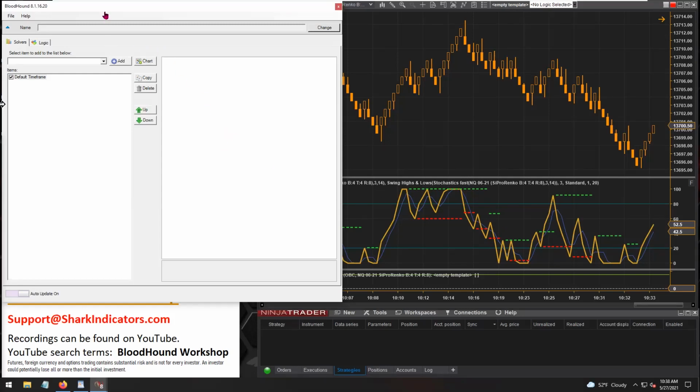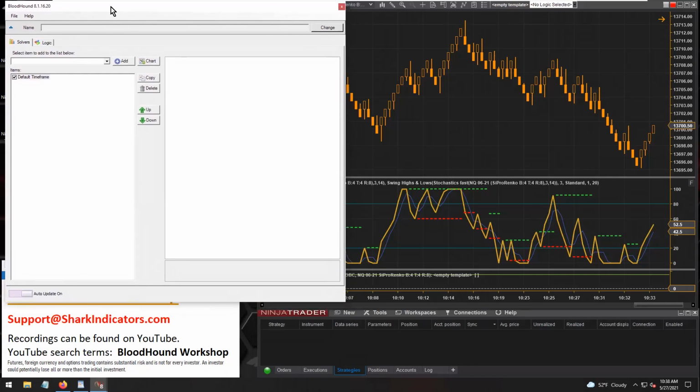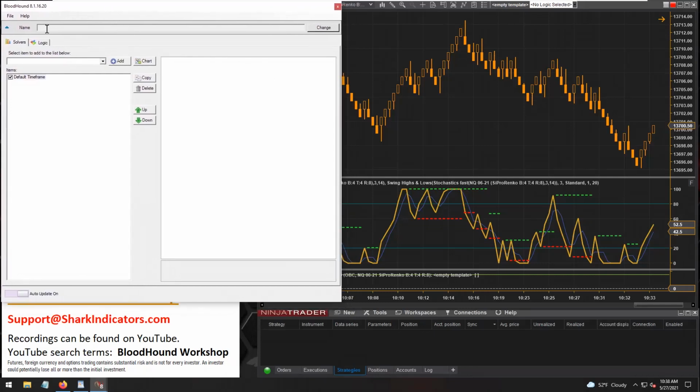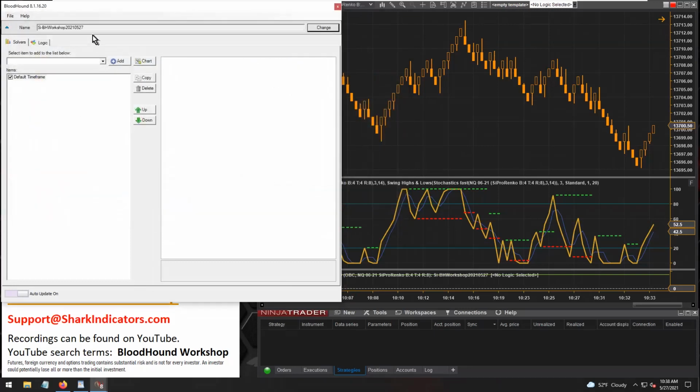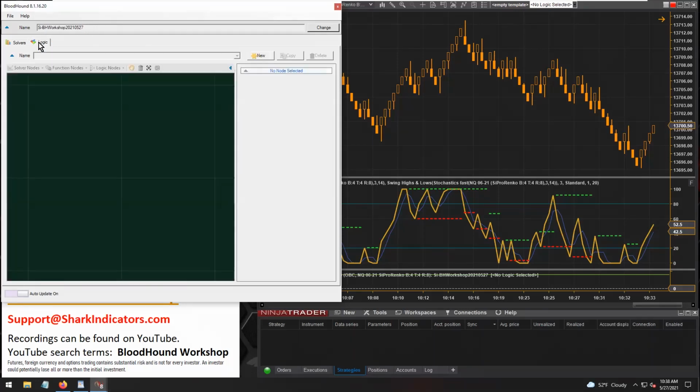All right, with BloodHound open here, the first thing we need to do is put in a file name. Let me hit the change button. Where did May go? All right, so there's today's workshop date. So we have a file name established, and now all of our work can get saved to this file as we're building our systems. I'm going to switch over to the logic tab, and let's hit the new logic template here. Let's see, some kind of a name for this.